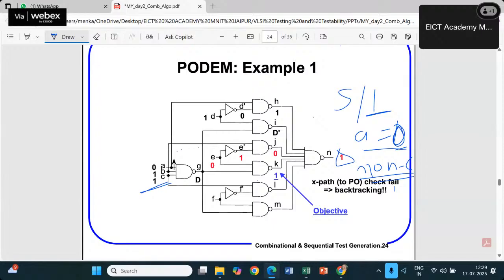So the combination becomes, if I am setting this to 0 and this to 1, it becomes D dash ANDed with 1, ANDed with 1, and the whole dash of this is going to give me D. So here I am having D, right? Now this D is being propagated to the output side. It can propagate through any one of the branches.